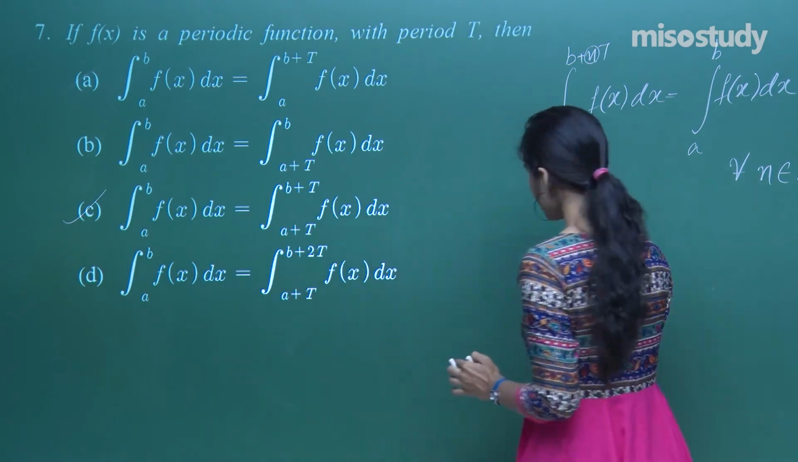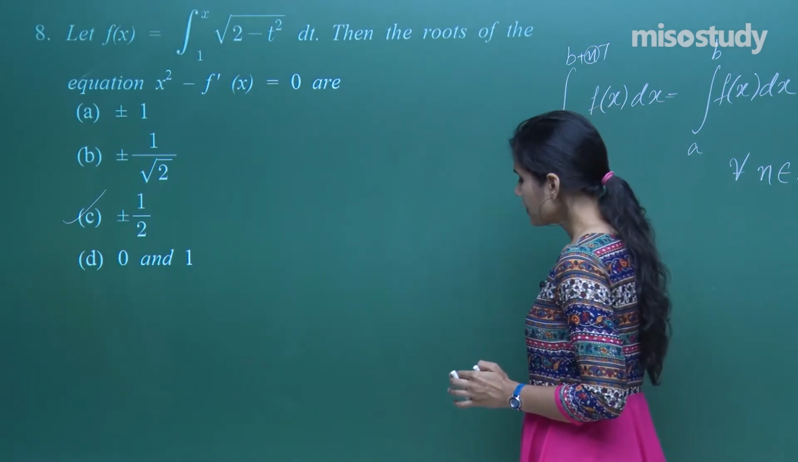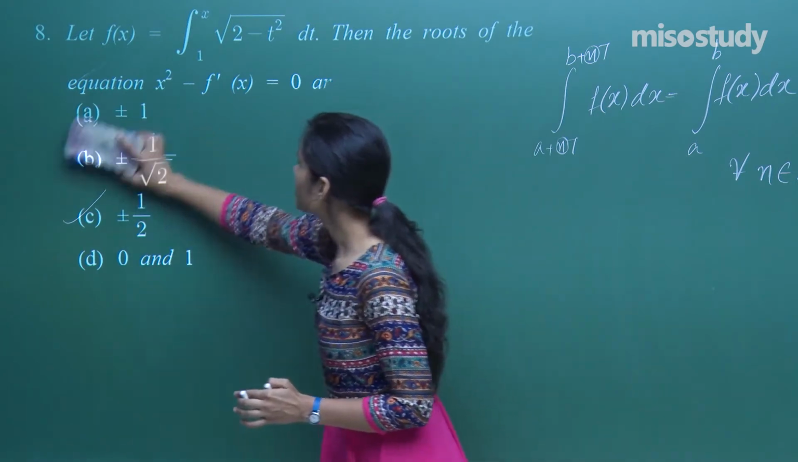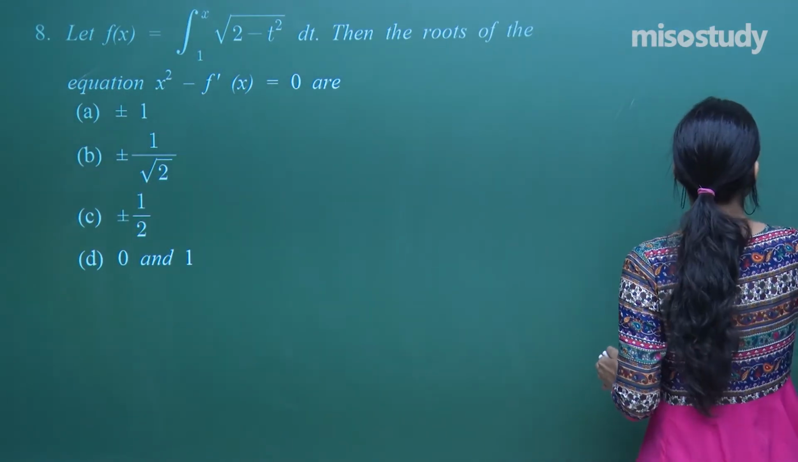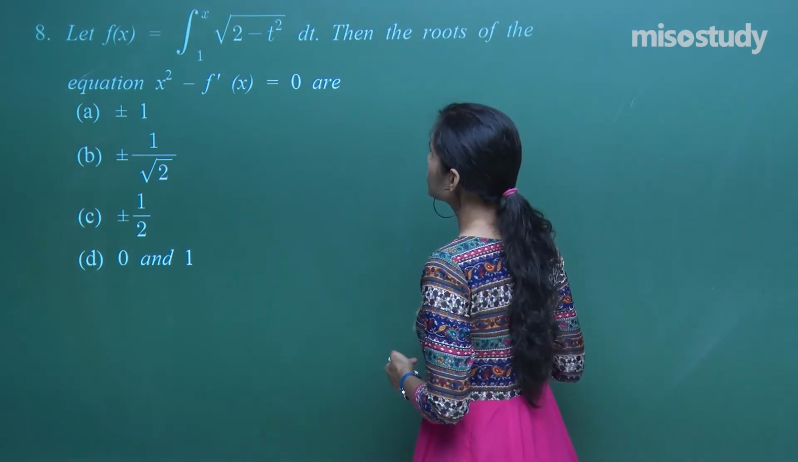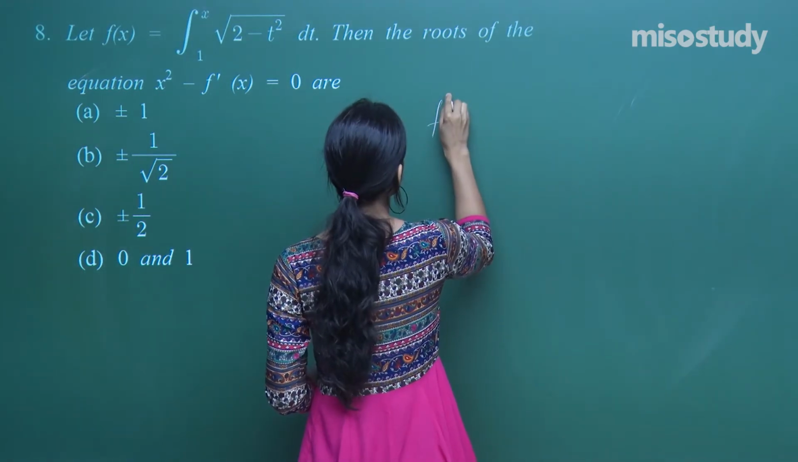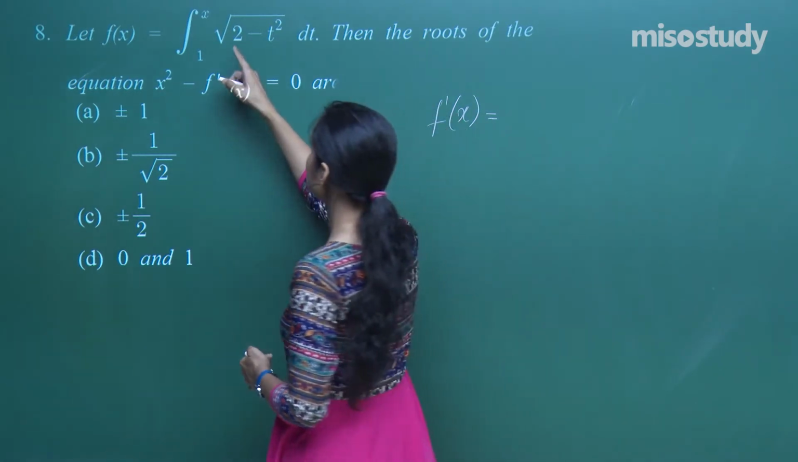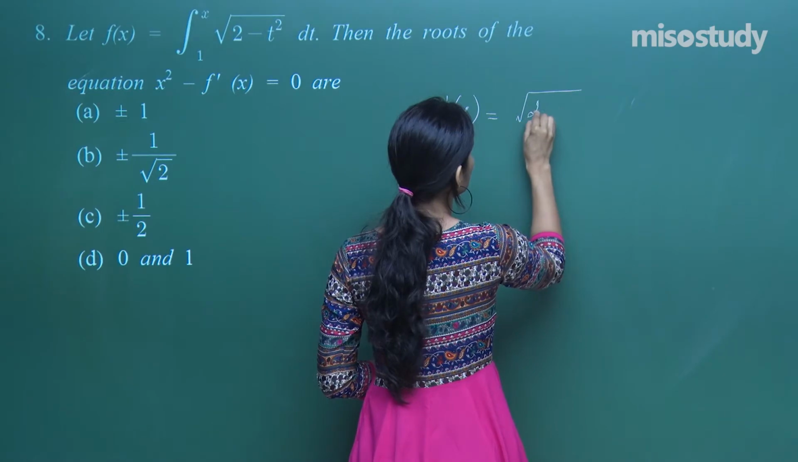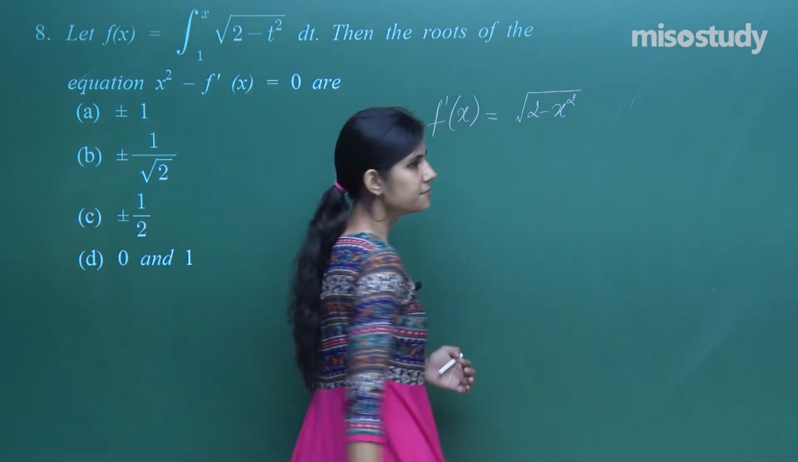Fine. The next question says: let f(x) be equal to this, then the roots of this equation are what? Real roots. Okay, let's see. So f(x) is this, that means what is f'(x)? If f(x) is this, what is f'(x)? It is under root 2 minus x square and not t square.